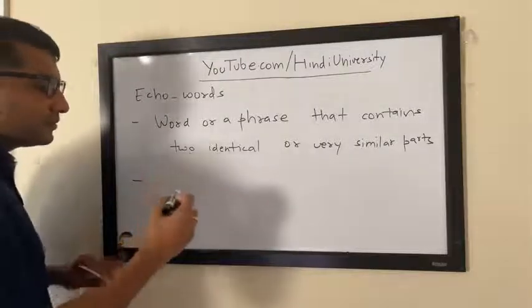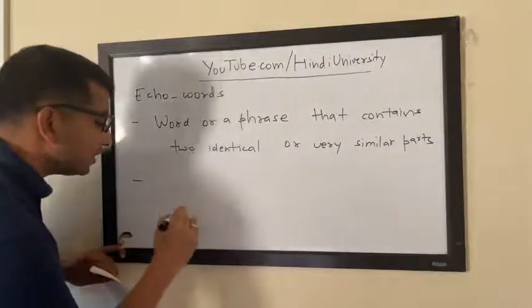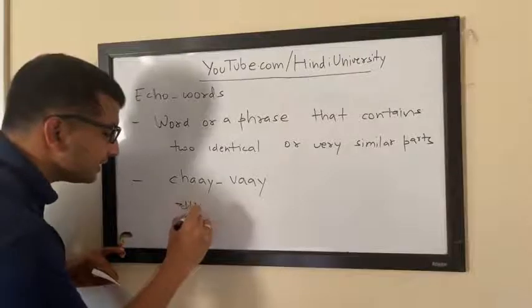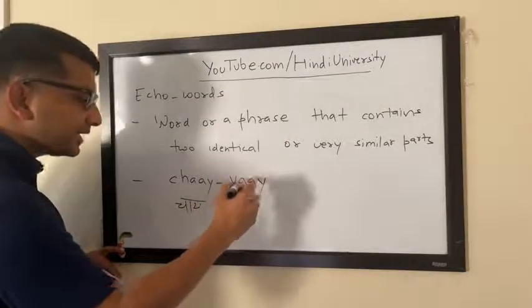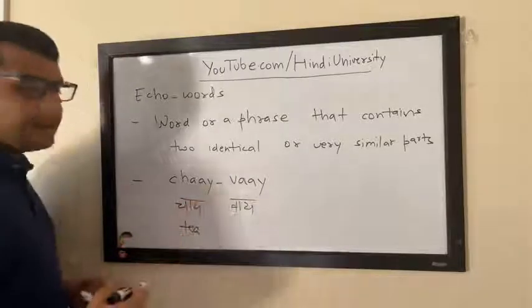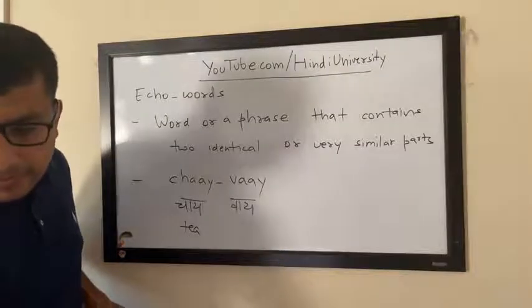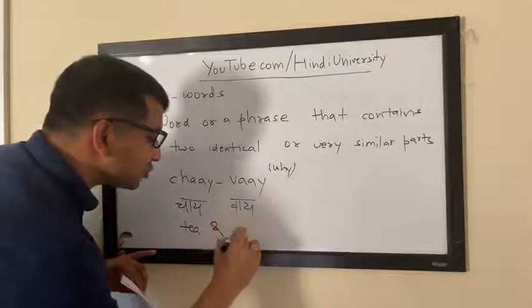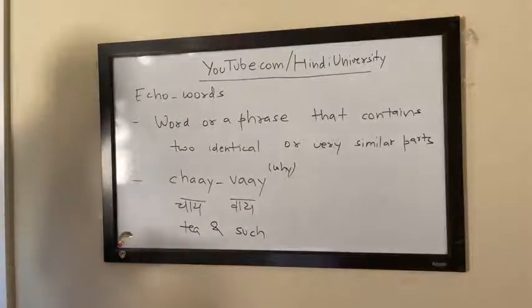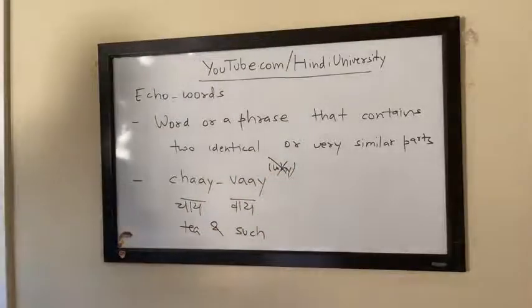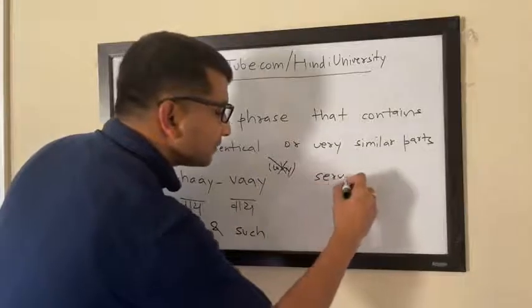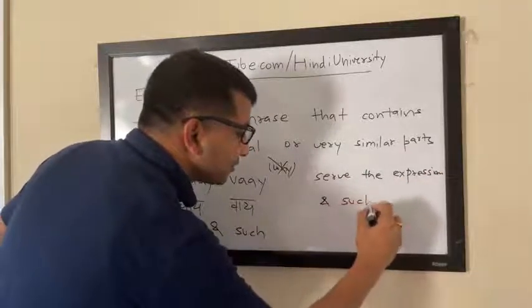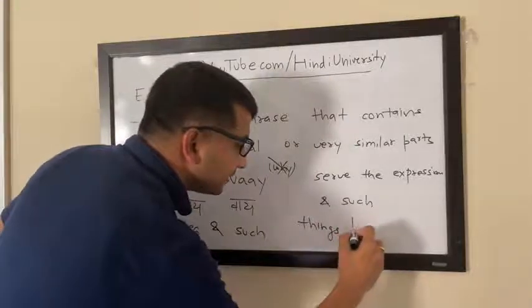When we say two identical words, an example that's very common and comes to mind, you have probably heard this expression, chai wai. Chai, as you know, is tea, but the echo word is something similar. Chai is tea, and then there is a corresponding word along with it, wai. It's not the English why, but corresponding to chai. What does it mean? It means such. Tea and such. So echo words serve the expression of 'and such', or 'things like that'.